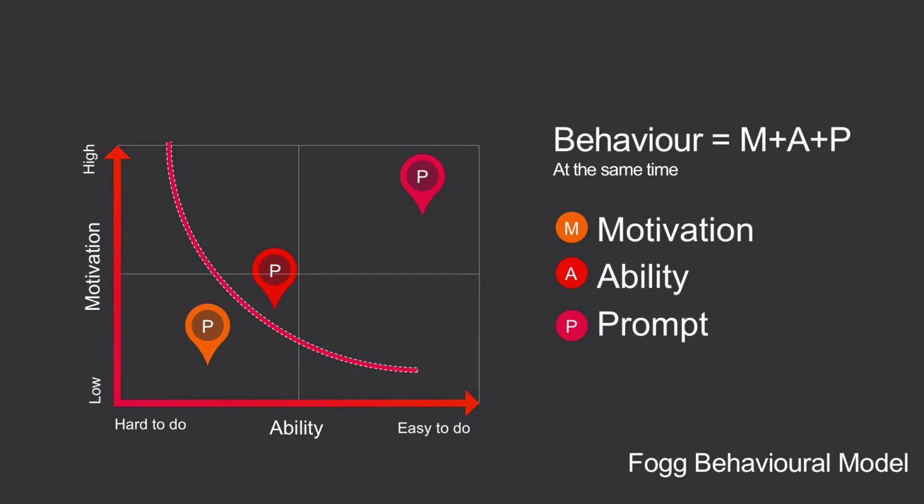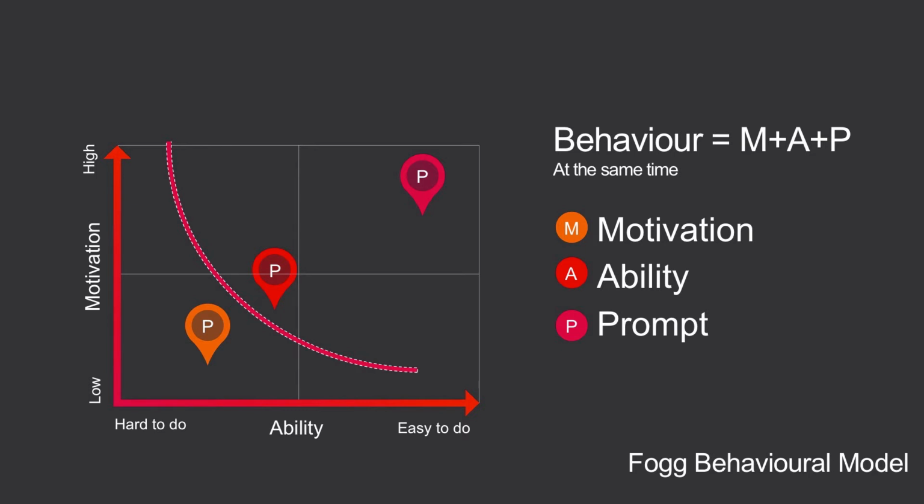Now, if you look at the diagram, what you'll see on the vertical axis in the bottom left-hand corner is low motivation going up to high motivation. So this is really about how motivated is someone to do a behaviour. Obviously, the higher their level of motivation, the more likely they are to do it.